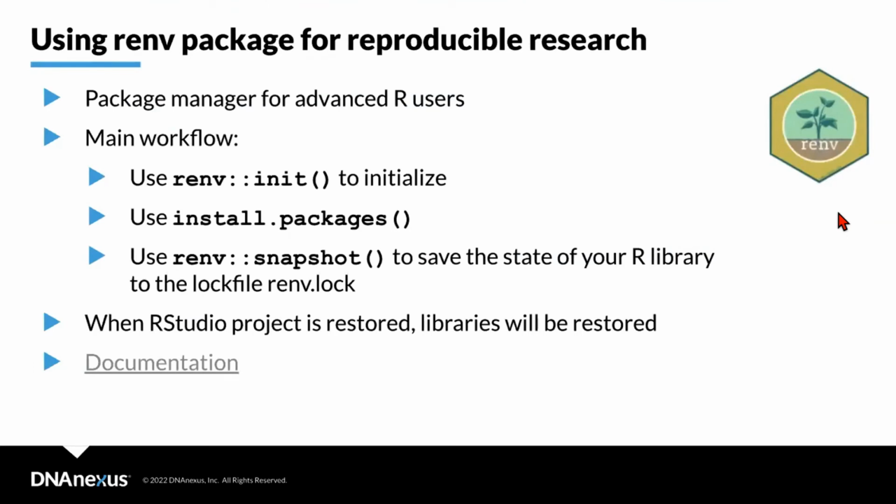Here I will show you how you can use the renv package for reproducible research. It is a package manager for advanced R users, and I will show you two ways to do that. The main workflow, if you are using renv, is to initialize the renv package manager, then install packages, and then make a snapshot. The state of your R libraries is all written to your renv lock file, which can then be used once your RStudio project is restored.